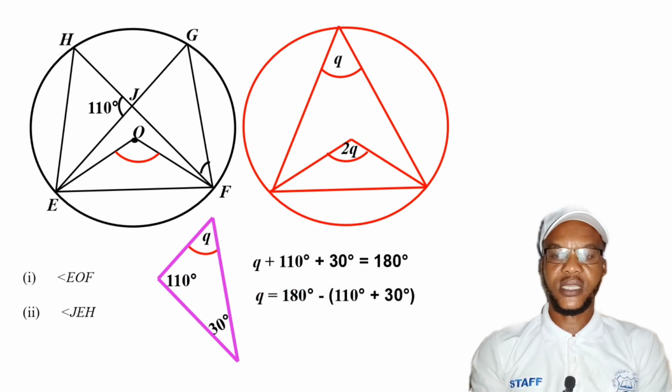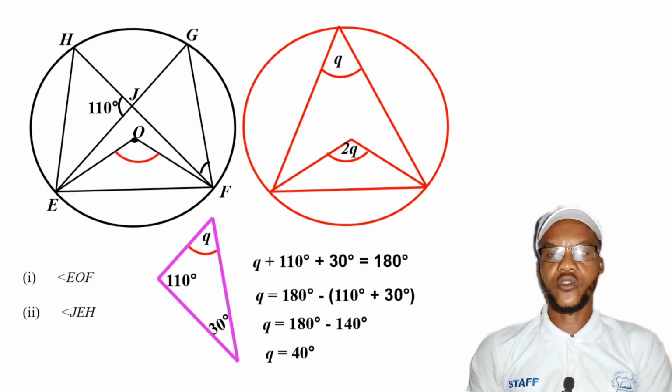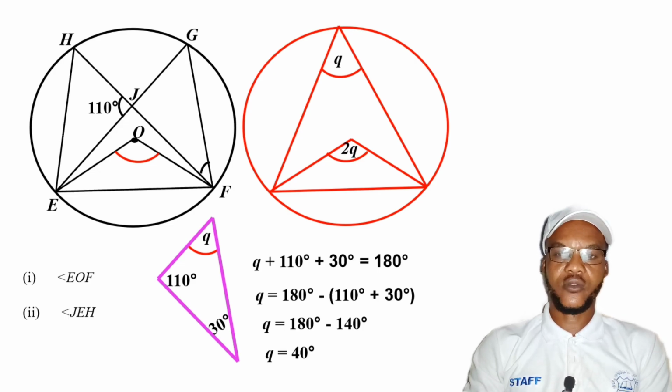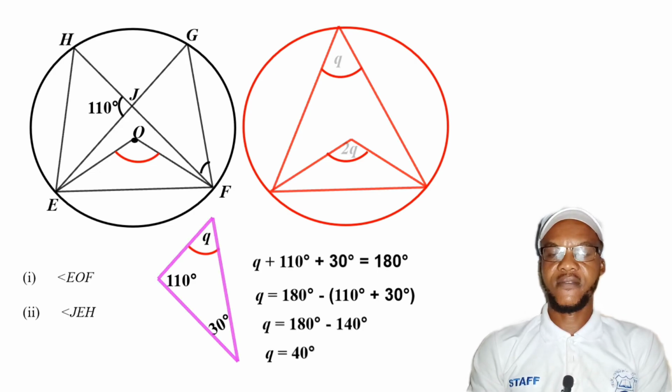Okay, and then we can group like terms, and then we are good to go. So Q is equal to 40 degrees. So it means that the one at the circumference is 140 degrees. If that's the case, then we can see that Q is 40 degrees.